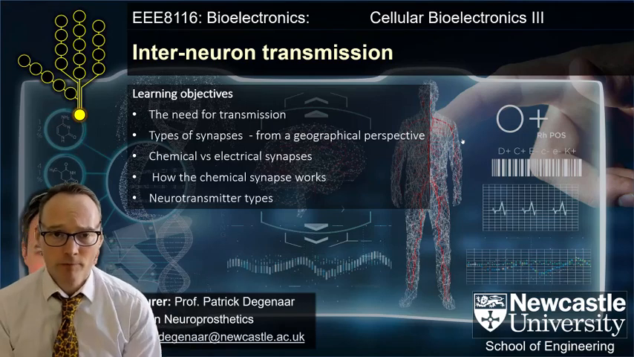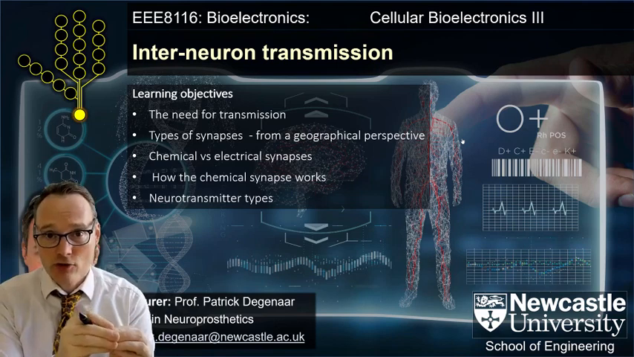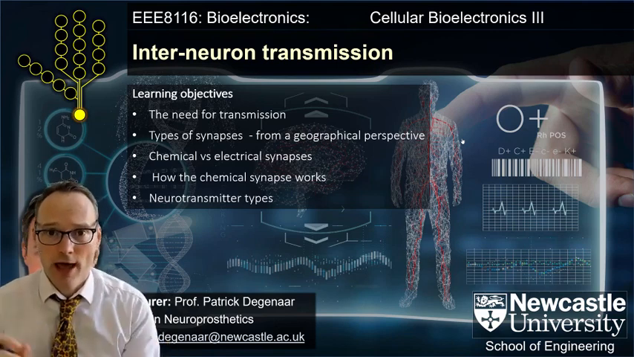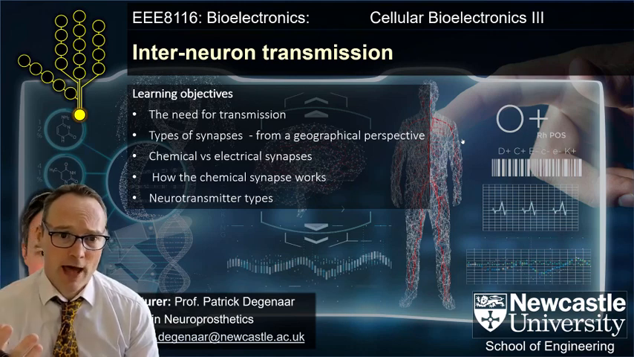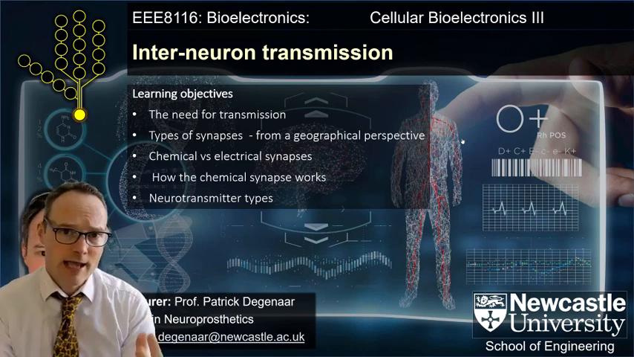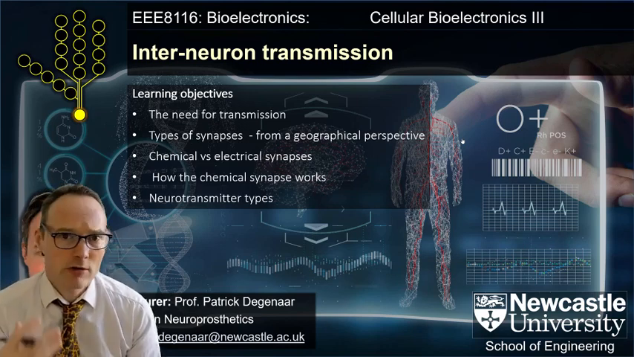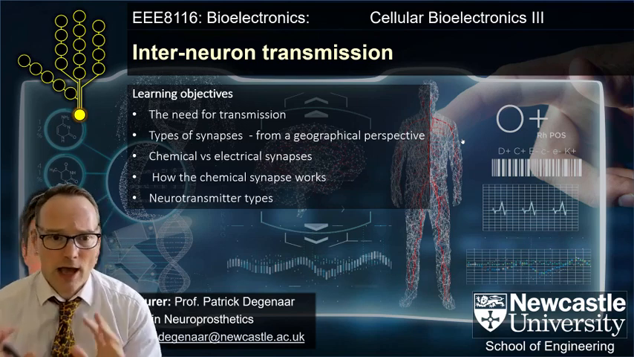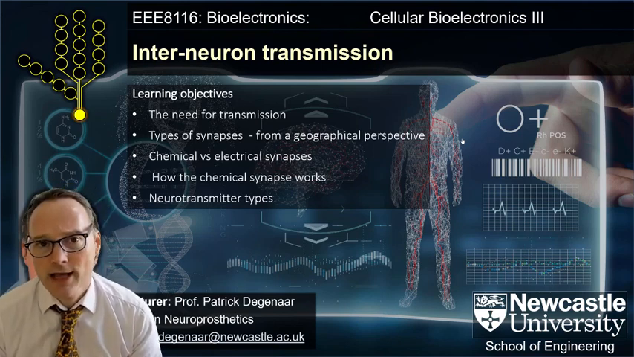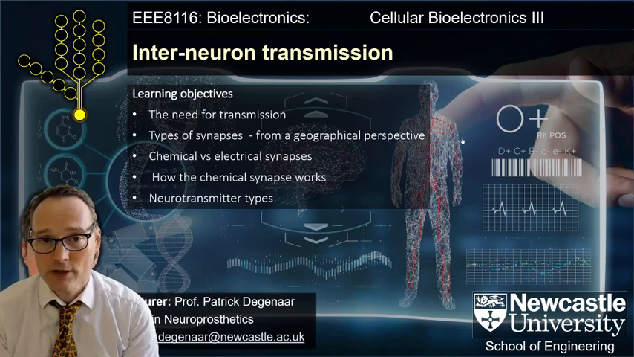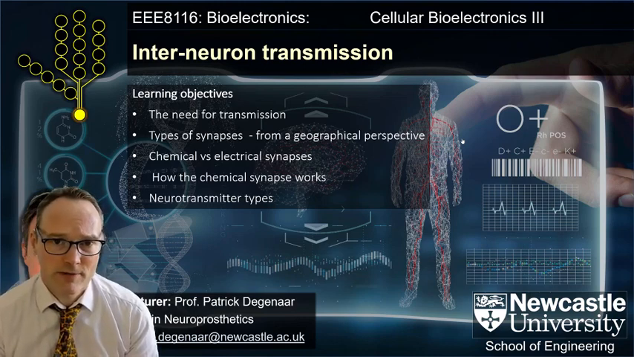In this lecture, we're going to talk about interneuron transmission: how are signals transferred from one neuron to the next. So the key topics for discussion are the need for transmission, types of synapses, the connections between neurons, chemical, electrical, and also their geographic locations. And then we're going to talk in detail about how the chemical synapse operates, and then we're going to talk about different types of neurotransmitters.